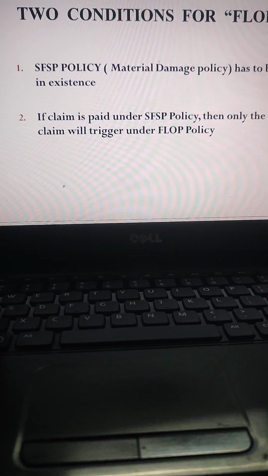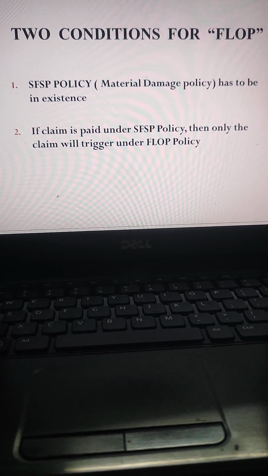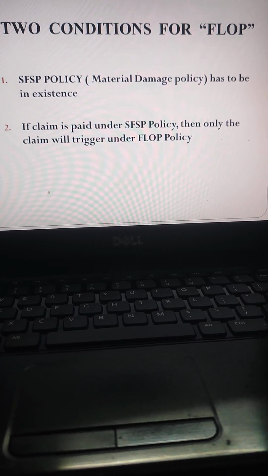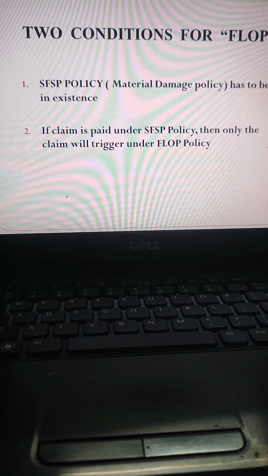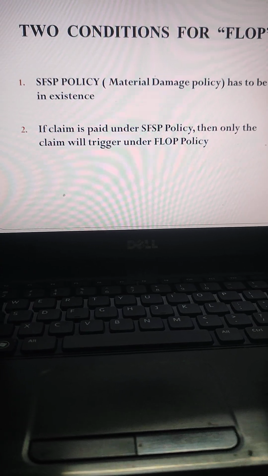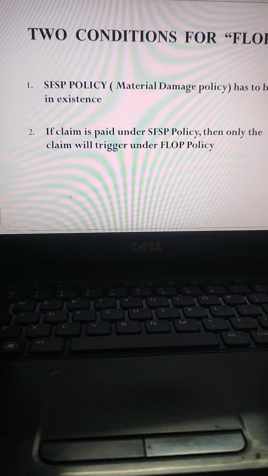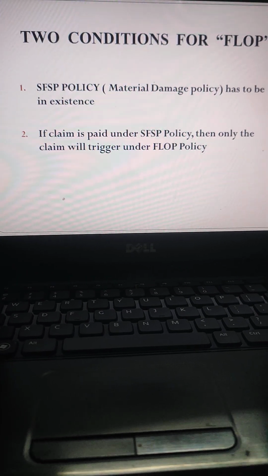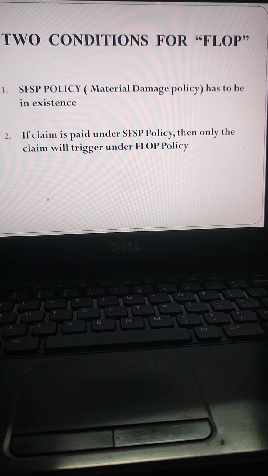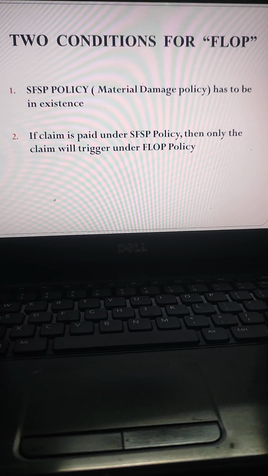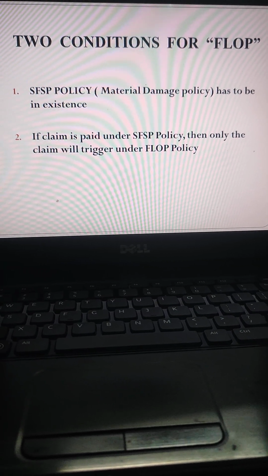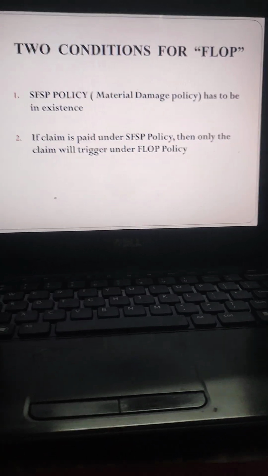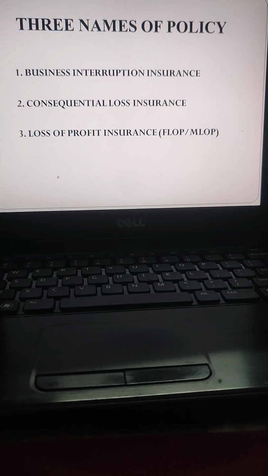First of all, there has to be a fire insurance policy, that is material damage policy, in existence. It could be standard fire and special peril policy or the Bharat Sukshma Udyam Suraksha policy or Bharat Laghu Udyam Suraksha policy. So that policy is known as the material damage policy. And secondly, if claim is paid under the fire policy, then only the claim will trigger under the FLOP policy. So these two preconditions are important.